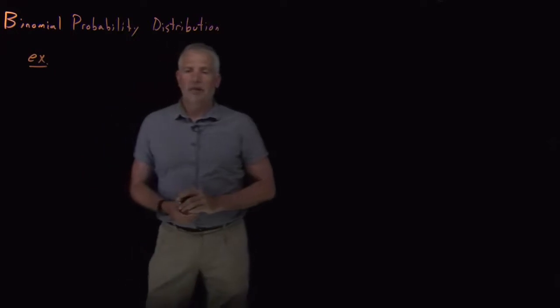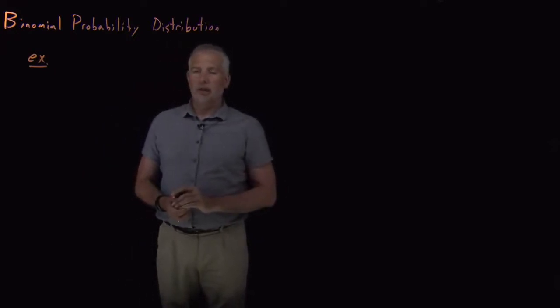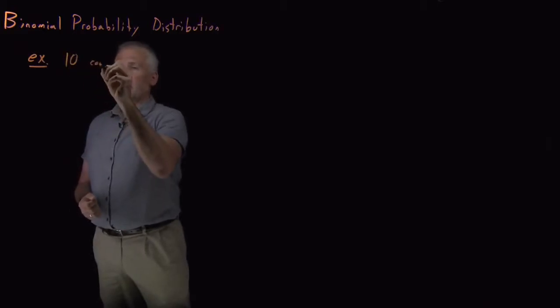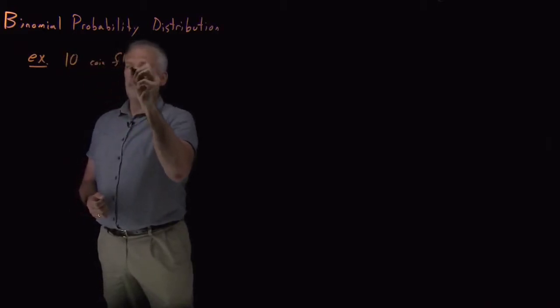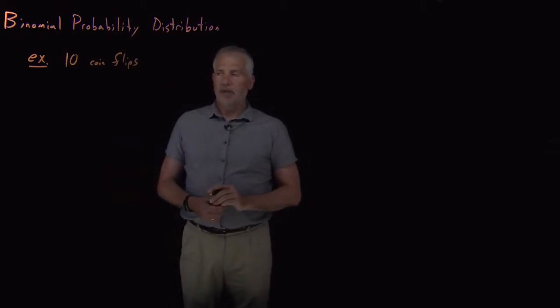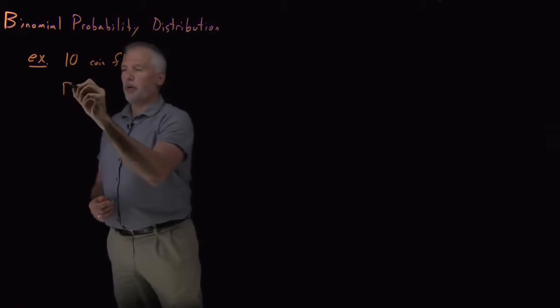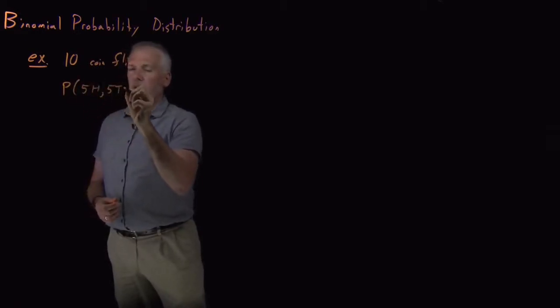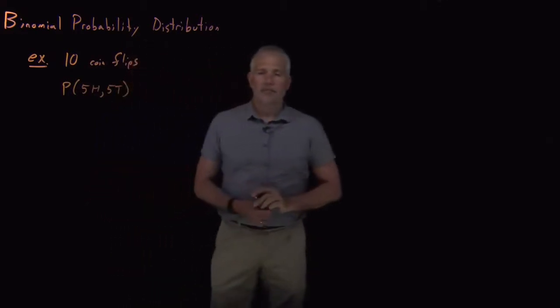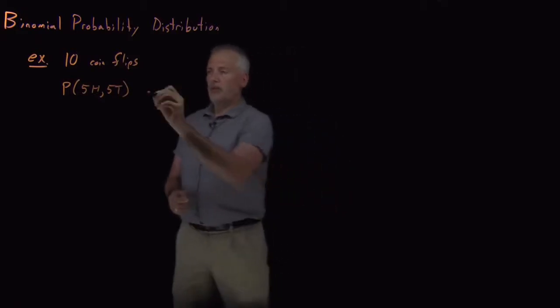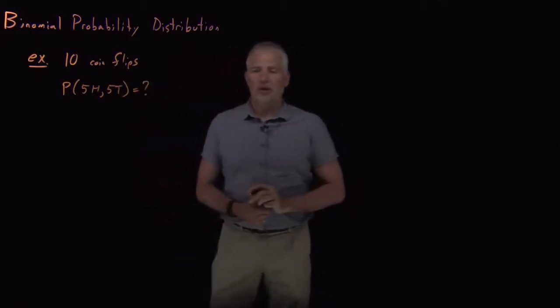But let's start by considering the case we do understand fairly well at this point, which involves coins. Let's say we flip 10 coins, each coming up either heads or tails, and we want to know the probability that we get 5 heads and 5 tails. That's the real question we want to know the answer to.